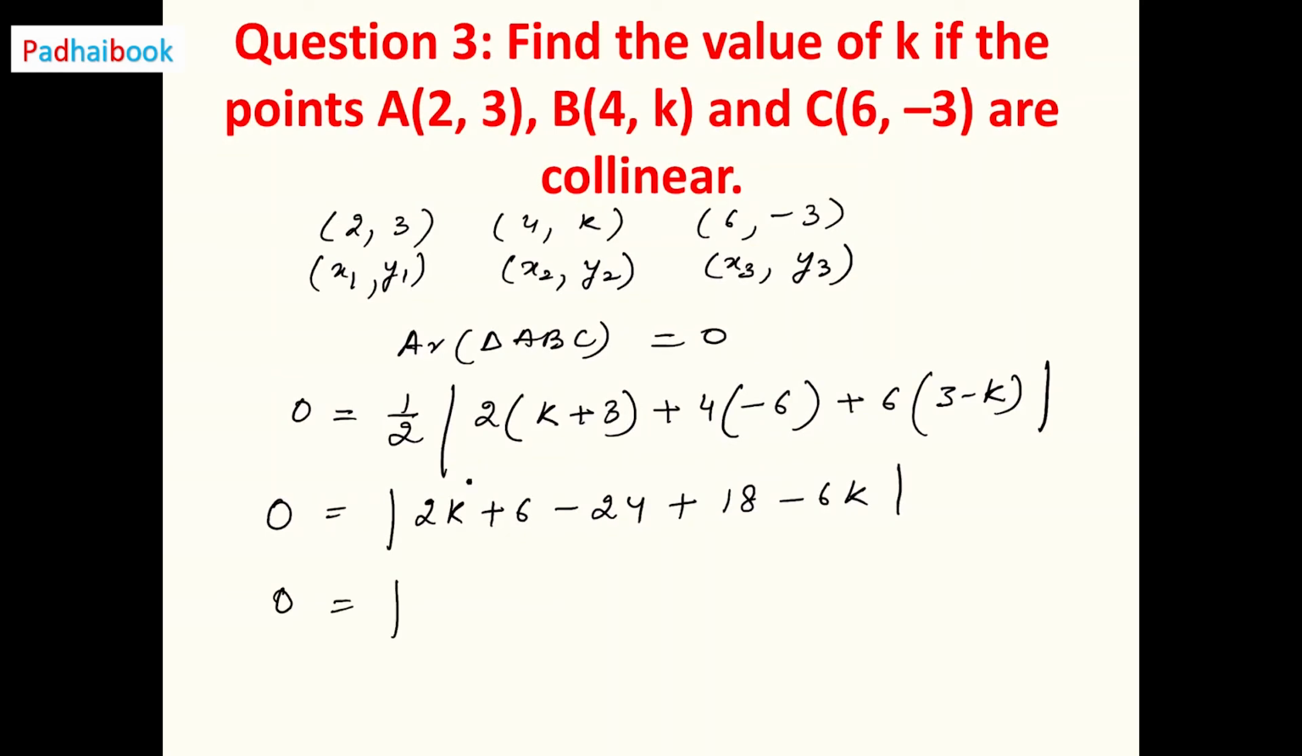Right, so 0 is equal to, see here you have 2k and then here you have 6k. I'm left with -4k. And then I have 6 plus 18, that will be 24, minus 24. So I will have no other term. I will have 0 only. So modulus of -4k equal to 0. So that means 4k will be equal to 0 and the value of k is 0. If the 3 points are collinear, then the value of k is 0 here. Right? So we move to the next question now.